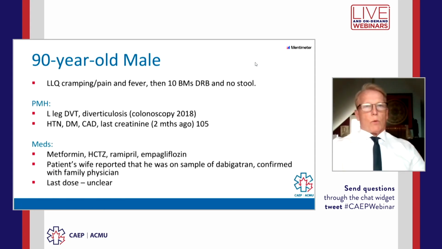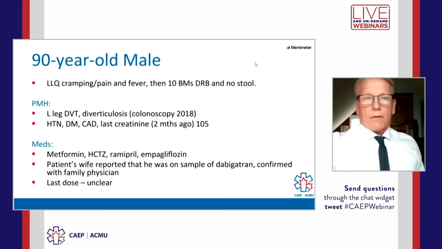He presents with left lower quadrant cramping for a number of hours, maybe a whole day. Pain, he's had a fever. He had 10 bowel movements of dark and then bright red blood per rectum. He does have a history of a left leg DVT. He's had diverticulosis diagnosed based on a colonoscopy a couple of years before he came in. And he's got a past history, including diabetes, hypertension, and coronary artery disease. Last creatinine was 105 a couple of months ago.